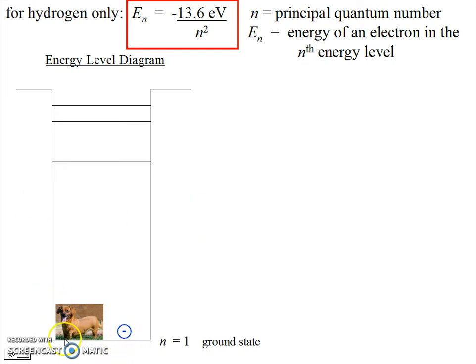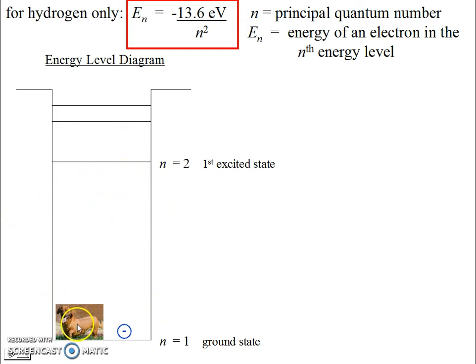When the electron's all the way down here, where the dog's in the bottom of the well, that's sort of where it wants to be, the lowest amount of energy possible. That's what's called the ground state. That's n equals 1. And the next energy level up is just n equals 2. That's called the first excited state, because now the electron would have more energy. And when an electron has extra energy, we say it's excited.